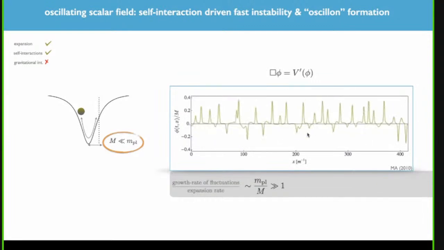It oscillates, there's an instability, right? The instability is because of the self-interactions, and very quickly it collapses into these objects. So it's quite generic, this kind of thing that's happening, and we can talk more about this.